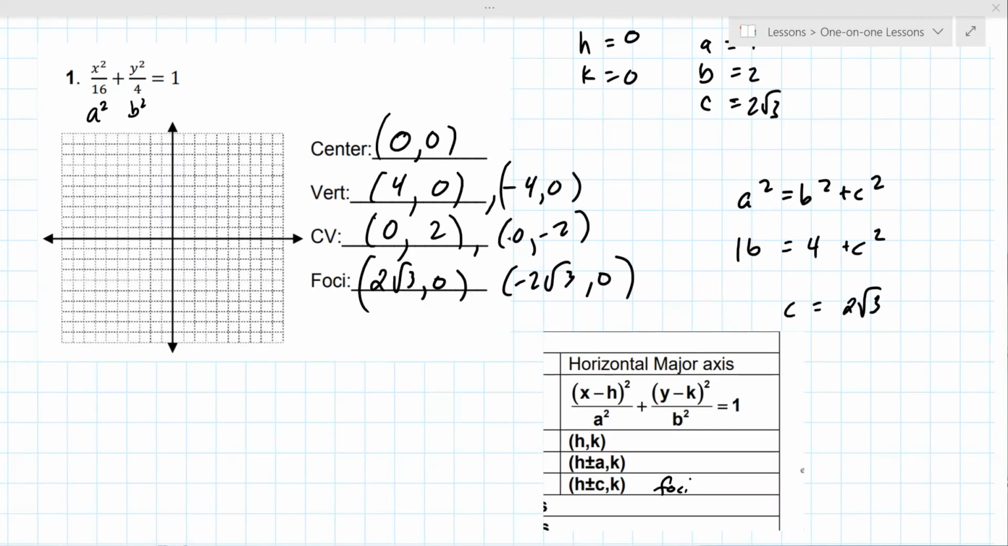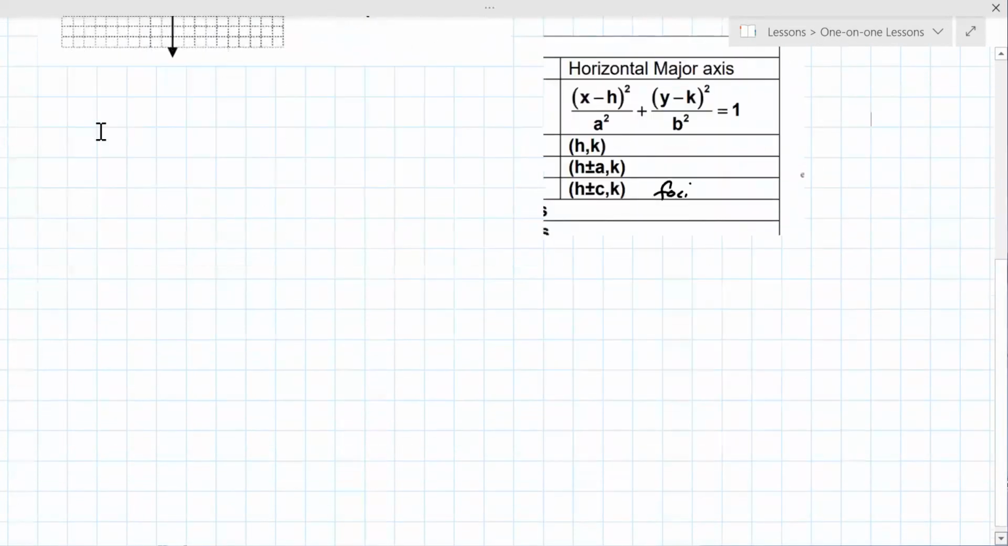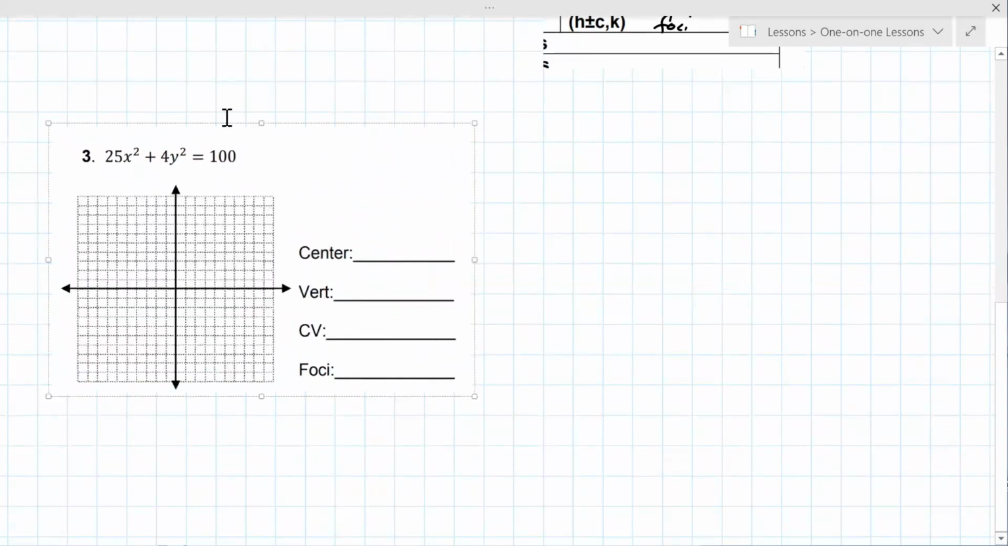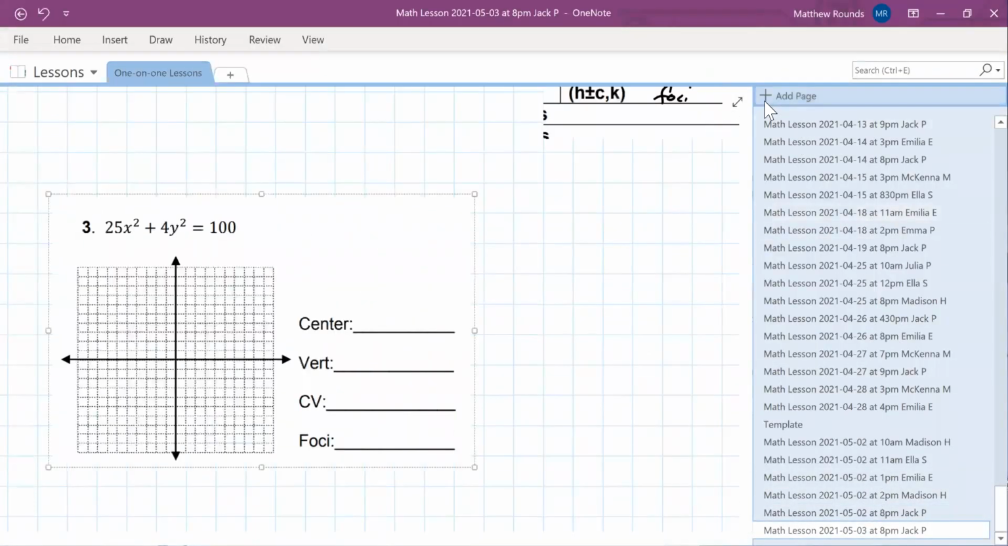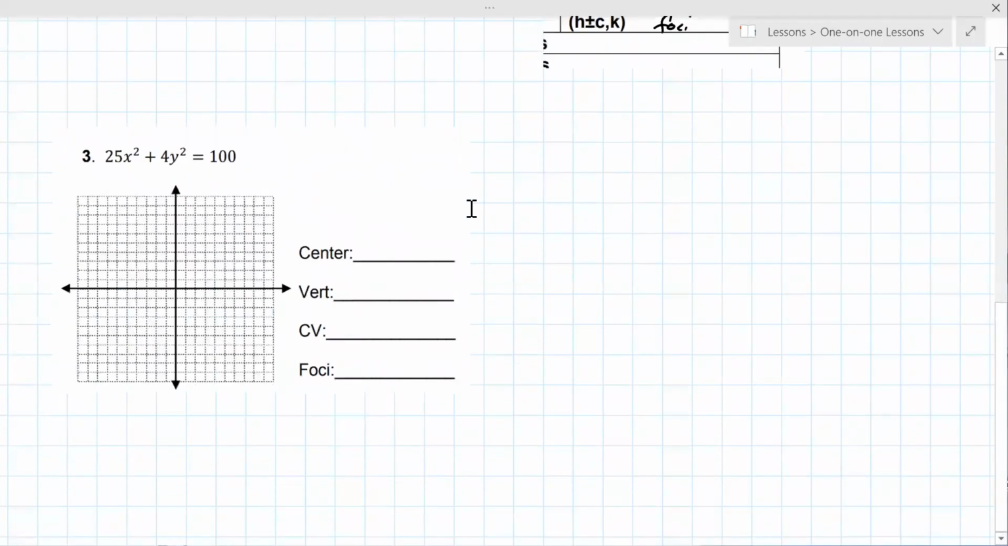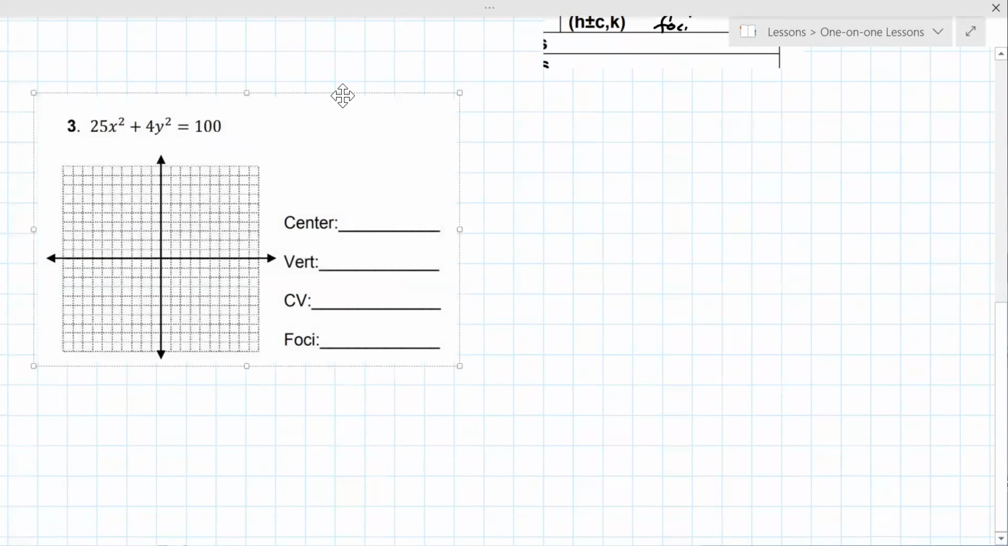So let's do number 3 because it is slightly different, and then we'll talk about a few other ones. All right, number 3. This time, notice it's not solved for 1. The previous one, oops, I have no idea what happened there. Let me grab that. This one is supposed to equal 1.